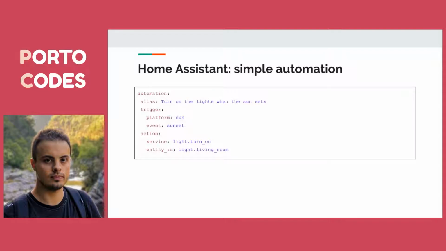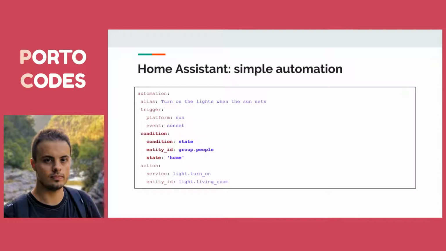This is a simple example to turn on the living room lights when the sun sets. It basically has a trigger that listens to the sunset event of the sun platform. This is a component. You enable the sun component and you have access to the sun event. And it calls a service that turns on the living room lights. Simple. There's a problem. If you are not at home, the lights will still turn on, and maybe you don't want that. So we can have a condition.